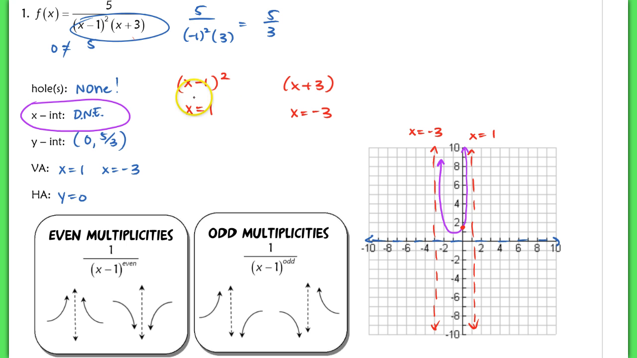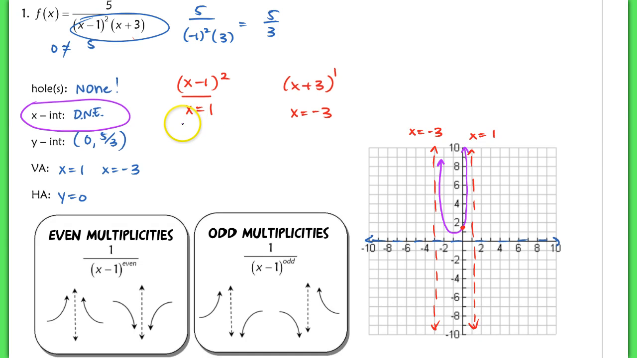Now, we say that x minus 1, this particular factor, has an even multiplicity because it's raised to a power of 2. So if that was raised to a power of 4, that would still be another even multiplicity. Okay. Now, x plus 3 is an odd multiplicity. It's raised to a power of 1, so this would be an odd multiplicity. Now, because of those multiplicities, I know how the function behaves at those particular vertical asymptotes.